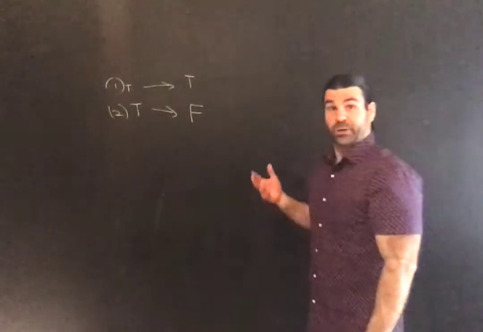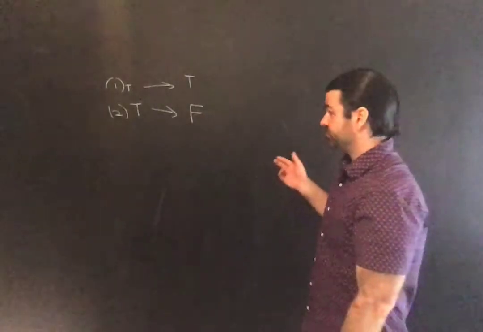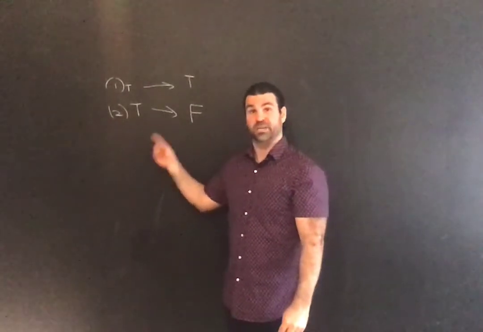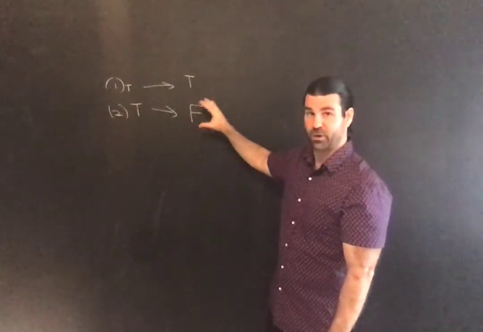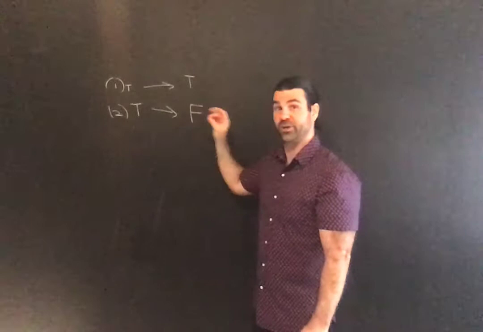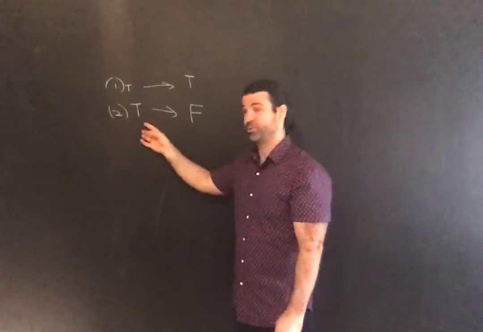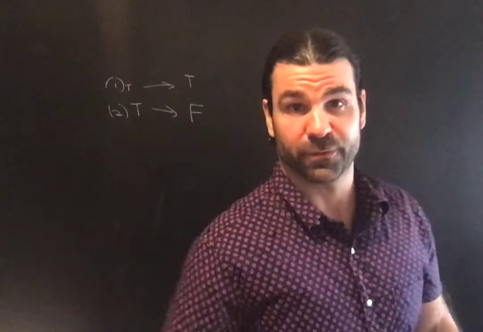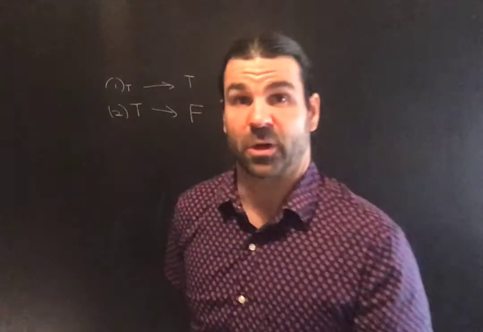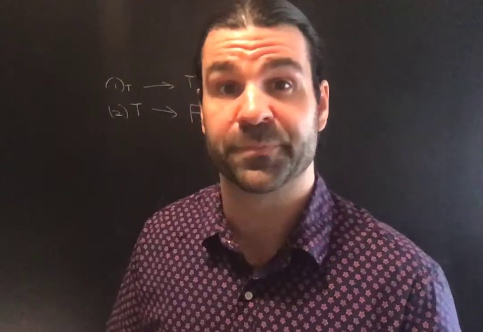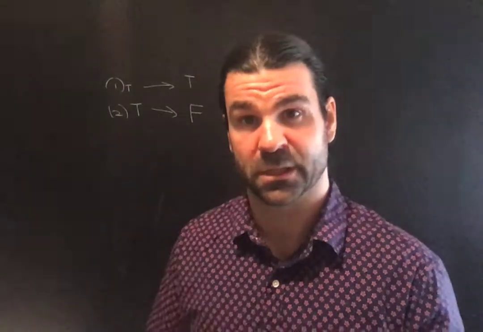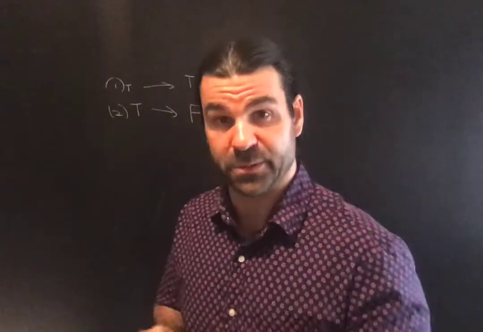Because that's what it is to show that an operator is non-truth functional. You're showing that the truth value of the output sentence is not a function of merely the truth value of the input sentence. That's what non-truth functionality is. A sentential operator is truth functional if and only if the truth value of the sentence built with that sentential operator is determined only by the truth value of the input sentence or sentences. Okay, so those are the main conditions.